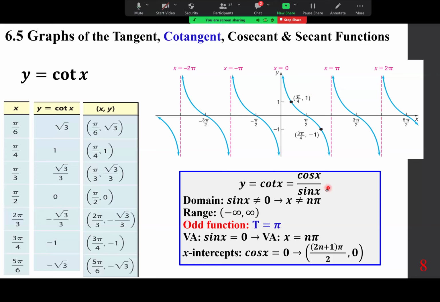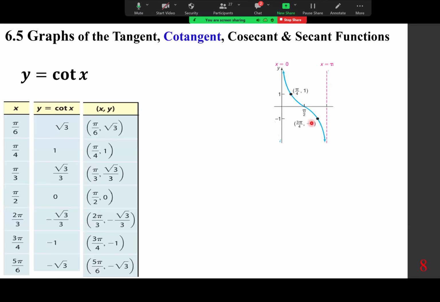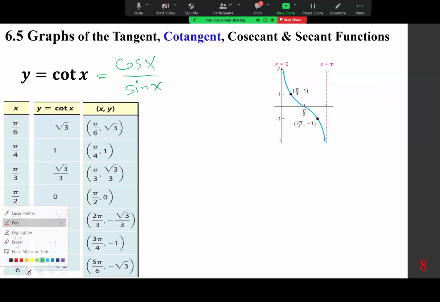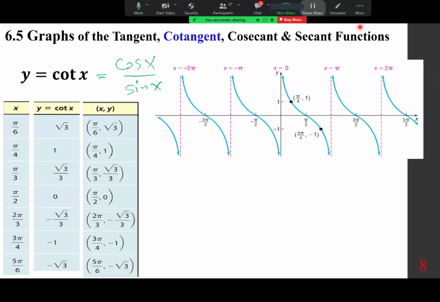Cotangent is cosine over sine. So wherever sine is 0, you get what? Vertical asymptotes. In fact, just go back, I want to show. It looks almost like y equals minus x cubed, but remember minus x cubed goes through 0, 0. So to remember the shape, think about y equals minus x cubed. And again, this is cosine over sine. So wherever sine is 0, which is n pi, that would be the vertical asymptote, and it continues indefinitely on both sides.